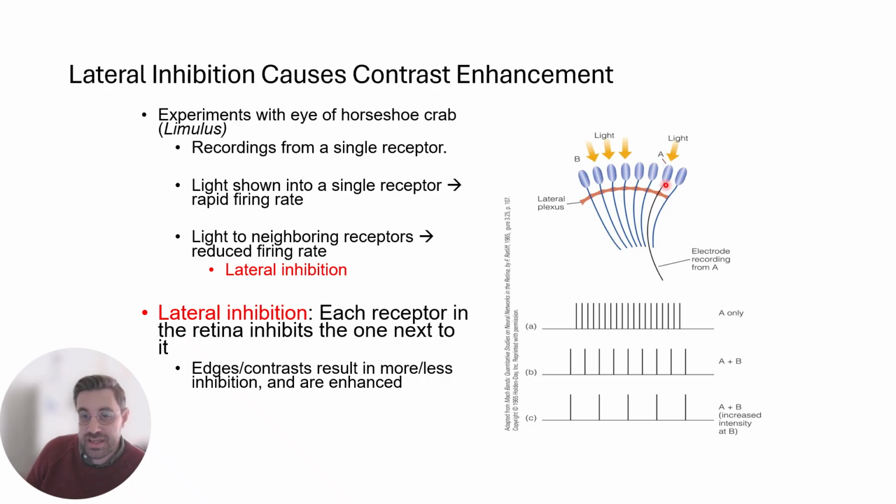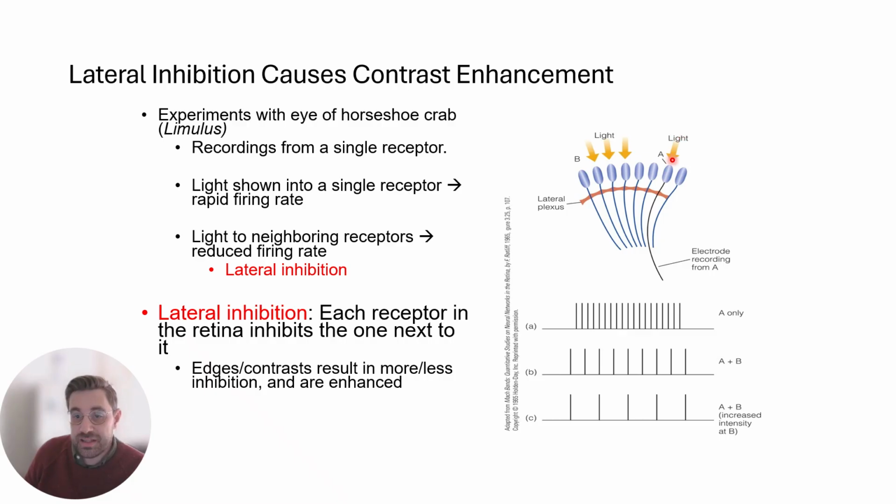If I shine light not just on A, but also on these nearby receptors, what you actually see is that the firing of A goes down. It slows down. So it's not just more light is more activation. More light nearby actually reduces the activation. And if I turn the light up on B, it slows down even more. So what researchers proposed was that each of these rods is being inhibited by activation of their neighbors.